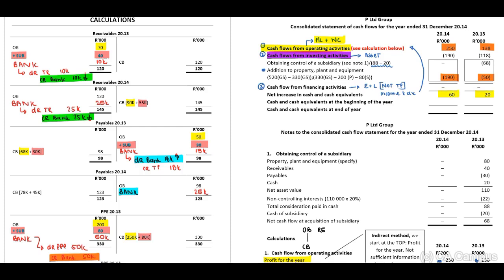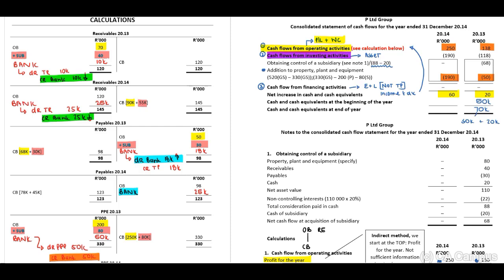We now need to include our opening balance of our cash and cash equivalents. Now, at the beginning of the year, for 2013, we only had P Limited. When you look at your statement of financial position, you will identify the cash amount of P Limited at the beginning of 2013 is an amount of 50,000. Our closing balance is 70,000. Now, this will be the 50,000 of P plus 20,000 of S.